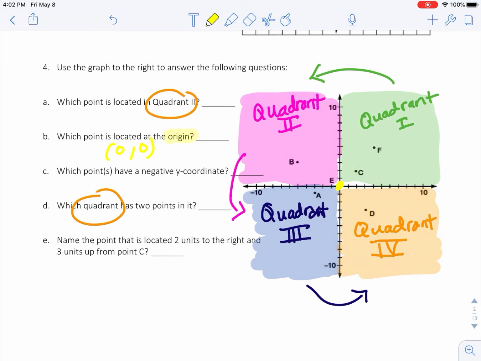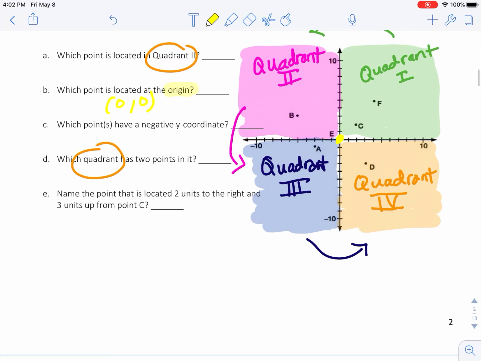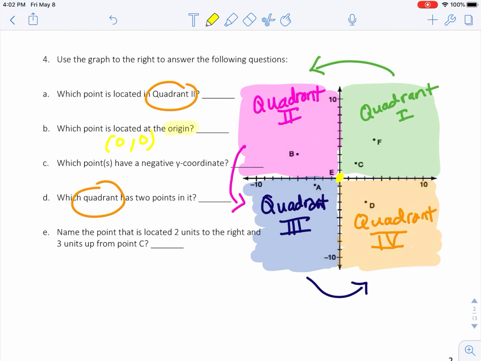Okay, so that's what you're going to finish. This is page 2. That's all you're doing today is pages 1 and 2, and then you will submit on Schoology for Thursday, May 14th, where it says turn in pages 1 and 2 when you're done.